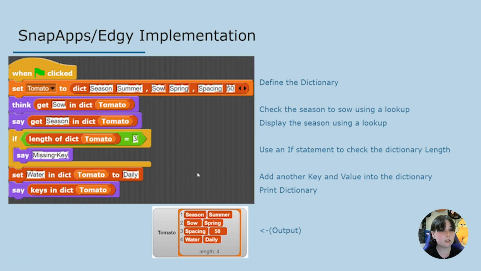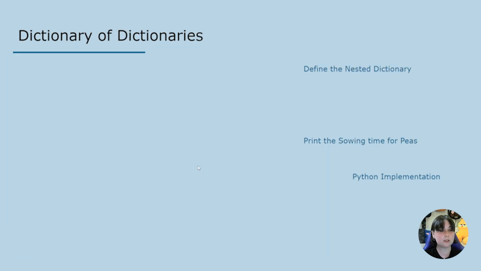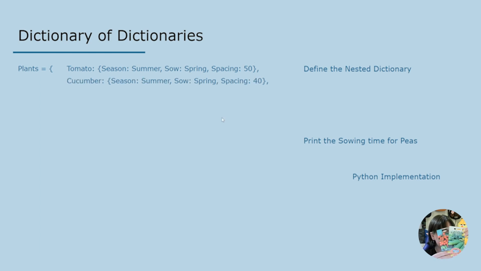So let's do something a little more complicated. Let's look at a dictionary of dictionaries. So this is a nested dictionary. On the outside, we've got plants is equal to, so this is our larger dictionary. And within that, I'd like to store information about more than one plant in my garden. So in this case, I've got tomato, classic tomato. I've got cucumber. I've got peas. And I've got lettuce and carrots.